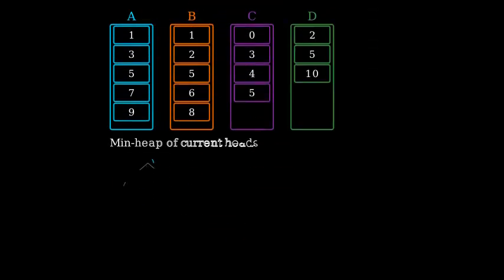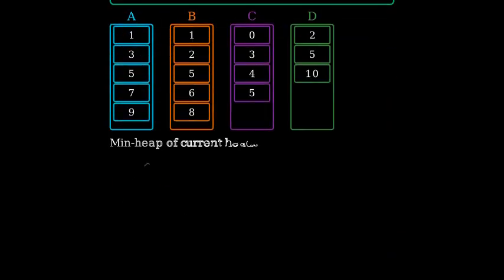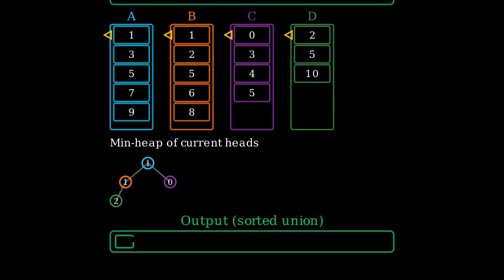First method. If M is large enough to hold 1 input buffer per array plus 1 output buffer, we do a single pass k-way merge with a min heap and suppress duplicates on the fly. Algorithm. Initialize by reading the first block from each array into memory. Insert each current head value into the min heap.